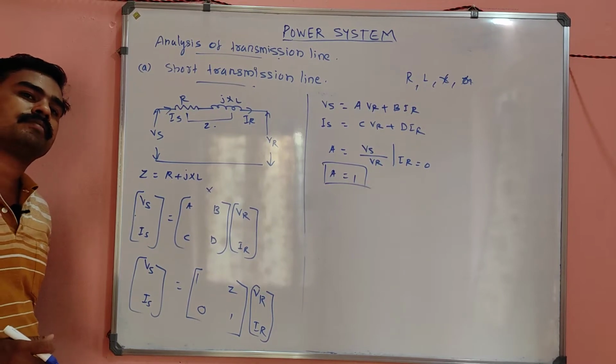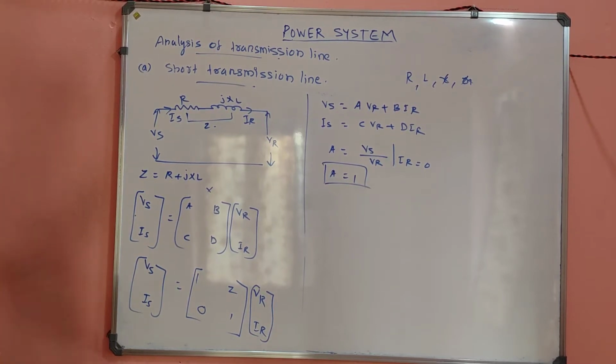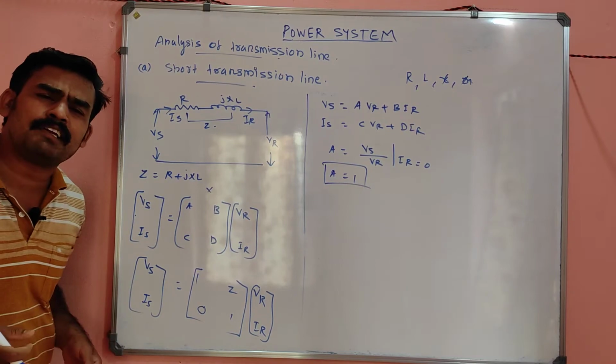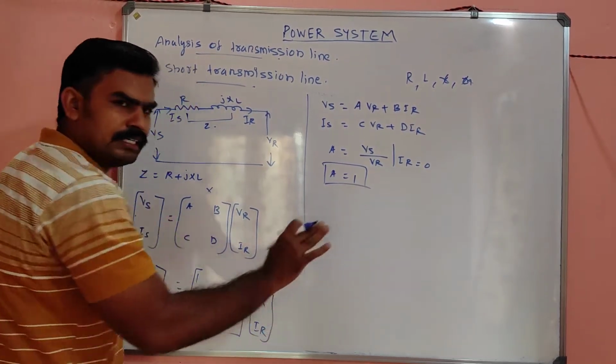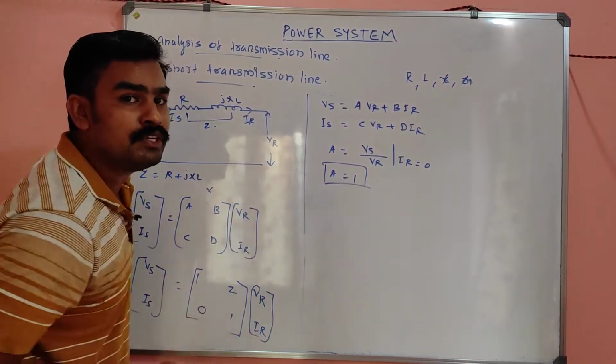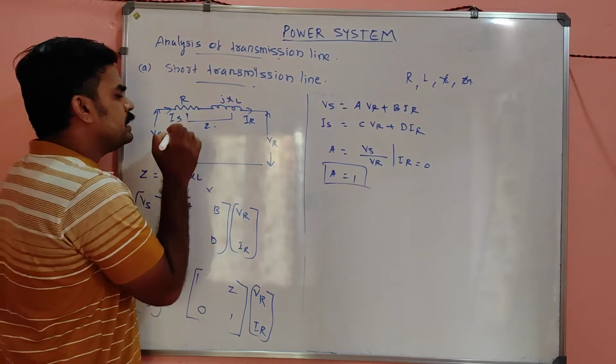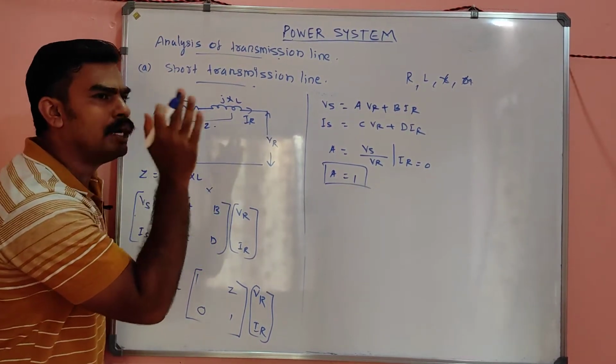Is it clear, my dears? Or you can simply think in another way, my dear. Forget that, it may lead to confusion. My dears, IR equal to 0 means what do you infer?